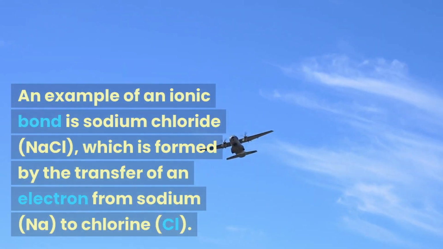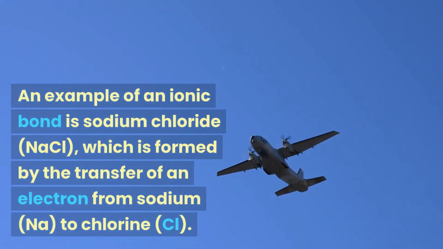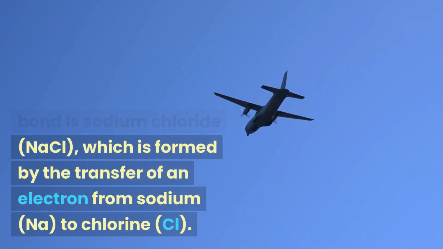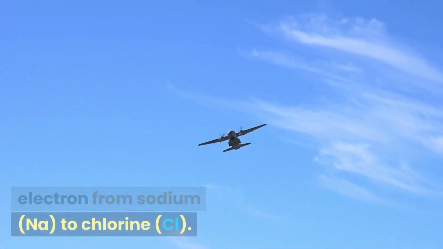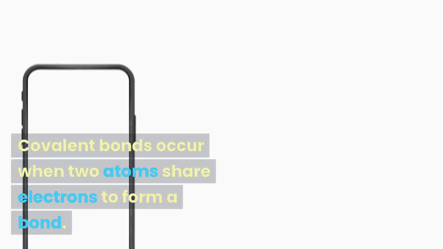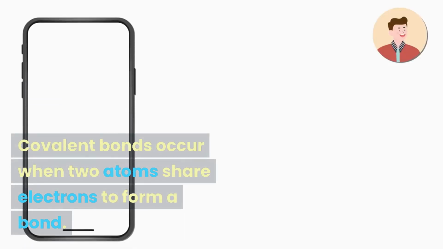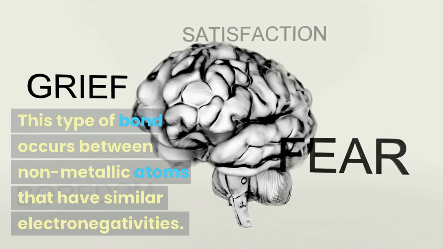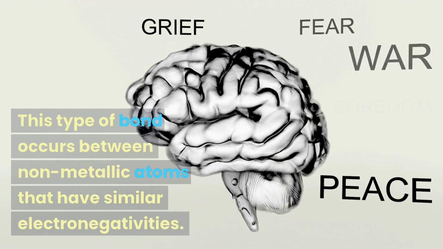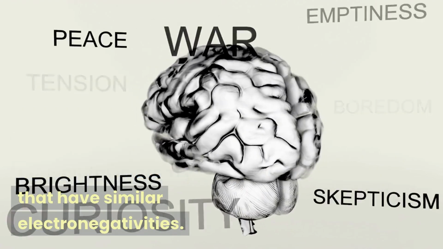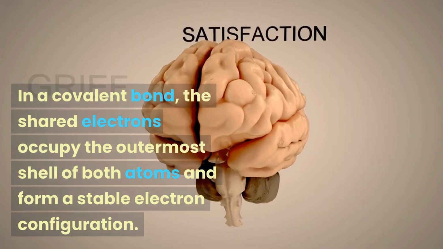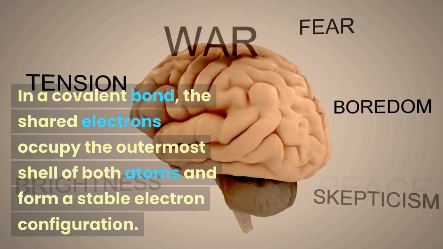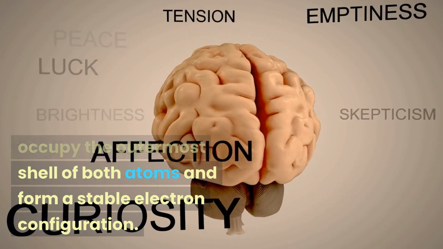An example of an ionic bond is sodium chloride, which is formed by the transfer of an electron from sodium, Na, to chlorine, Cl. Covalent bonds occur when two atoms share electrons to form a bond. This type of bond occurs between non-metallic atoms that have similar electronegativities. In a covalent bond, the shared electrons occupy the outermost shell of both atoms and form a stable electron configuration.